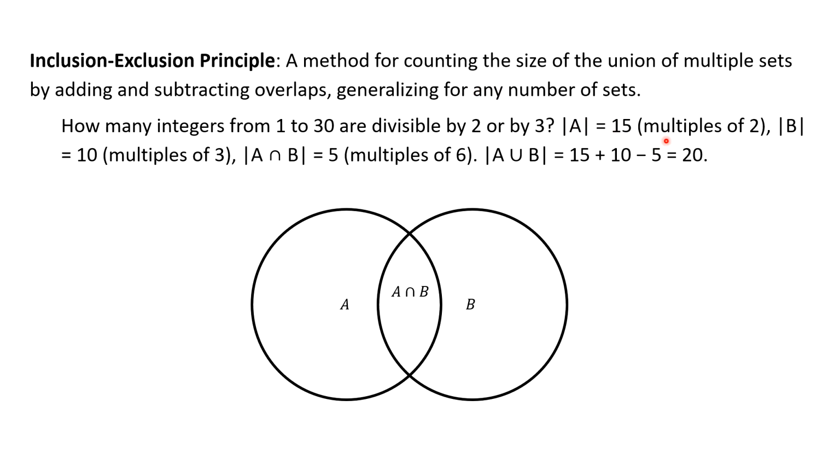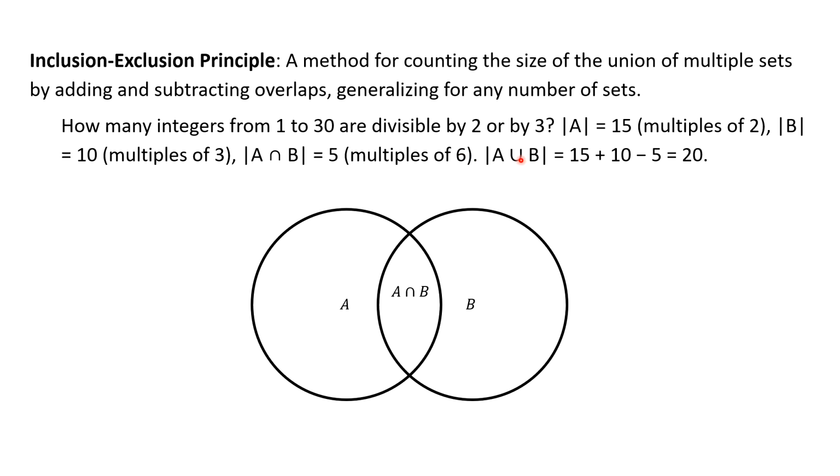The set A has the integers that are multiples of 2 in the range from 1 to 30, and there's 15, right? It's just the even numbers. And then B is the set of integers from 1 to 30 that are divisible by 3, and there's 10 of those. Then the intersection, in other words, integers that are divisible by both 2 and 3, there's 5 of those. They're basically multiples of 6. So you'd have 6, 12, 18, 24, and 30.